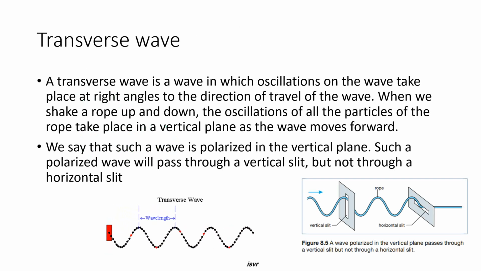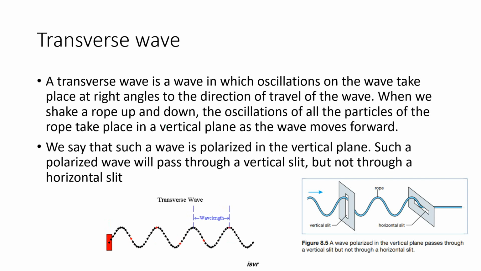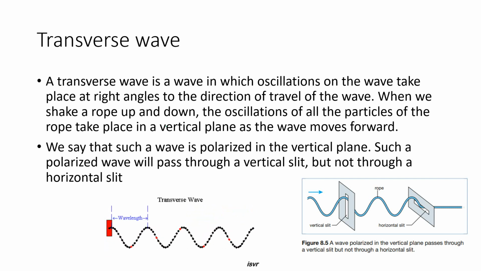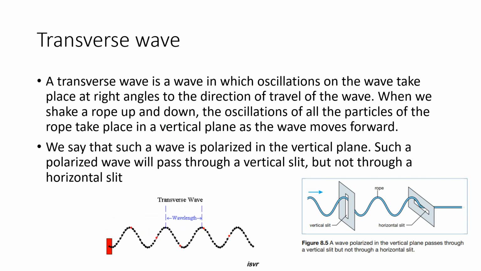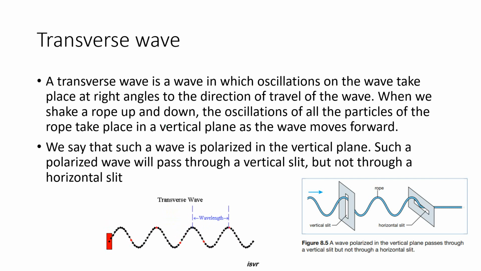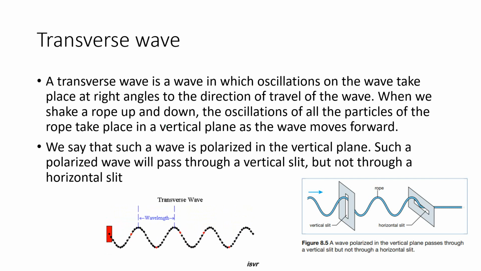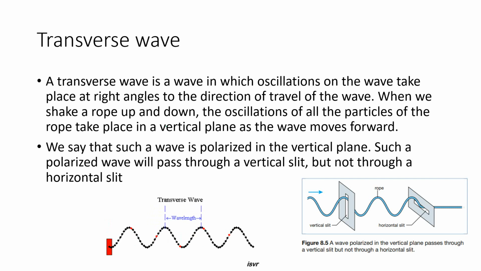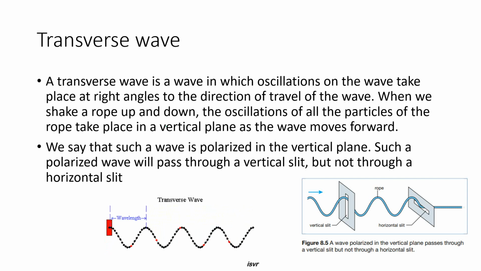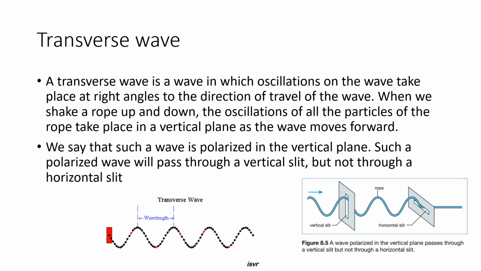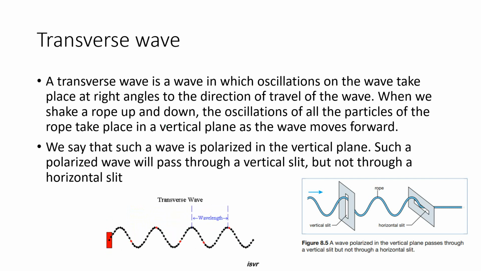Now we move on to different types of waves. What you have to understand is that there are different types of waves. You would have learned this already at some point, but it becomes more and more important to us. The first one we're going to talk about is what we call transverse waves. A transverse wave is a wave in which the oscillation of the wave takes place at right angles to the direction of travel of the wave. When we shake a rope up and down, the oscillations of all the particles of the rope take place in the vertical plane as the wave moves forward.